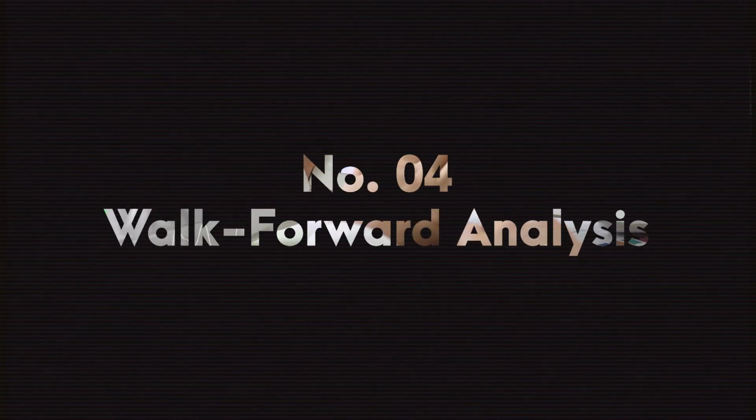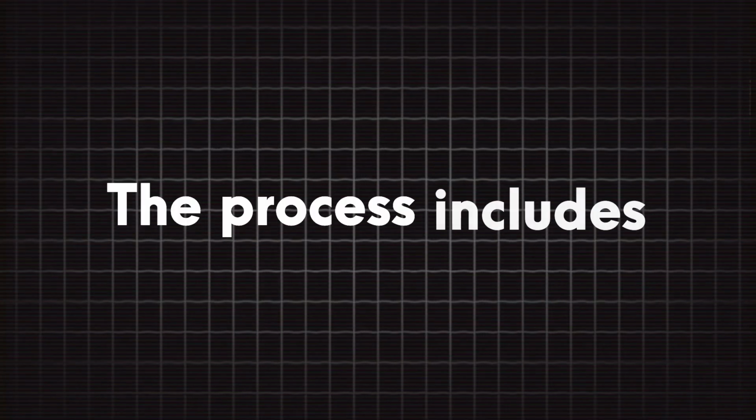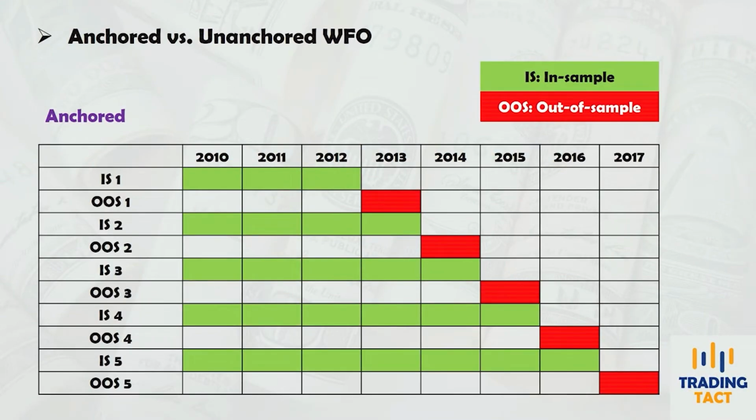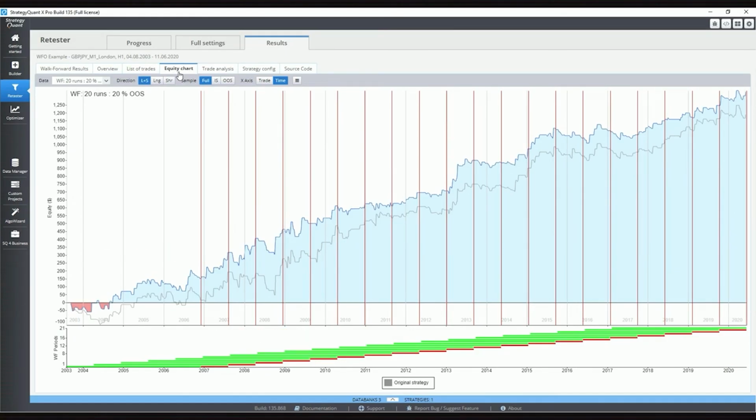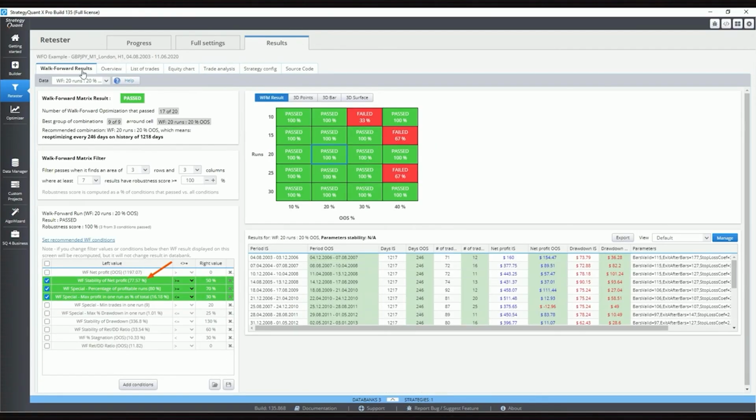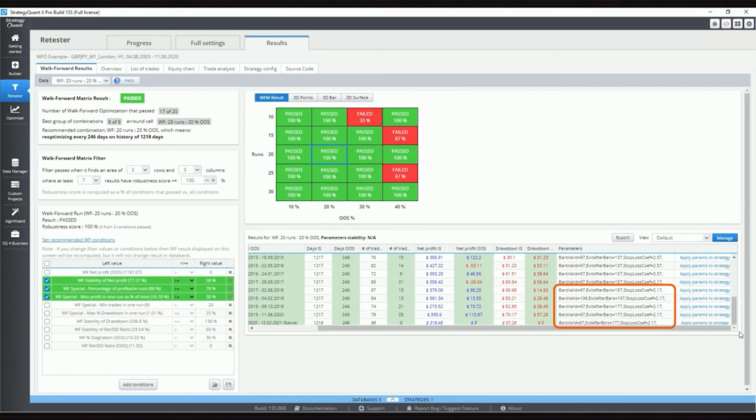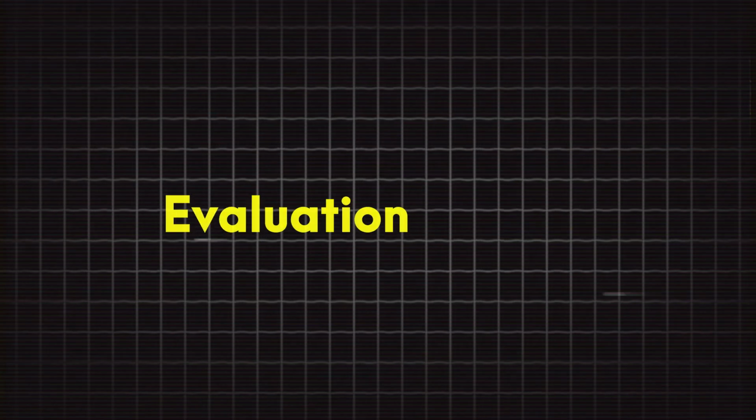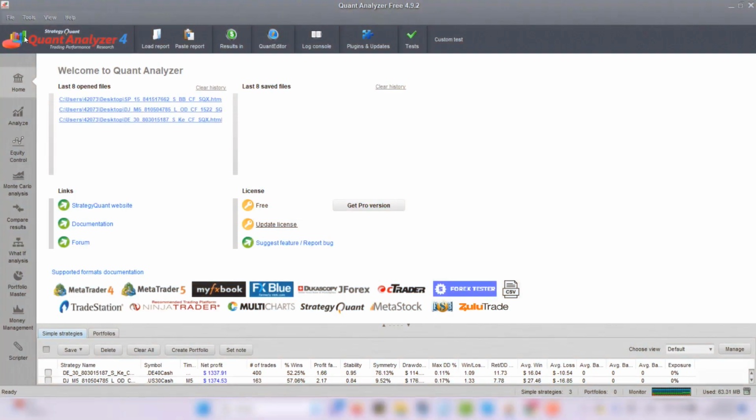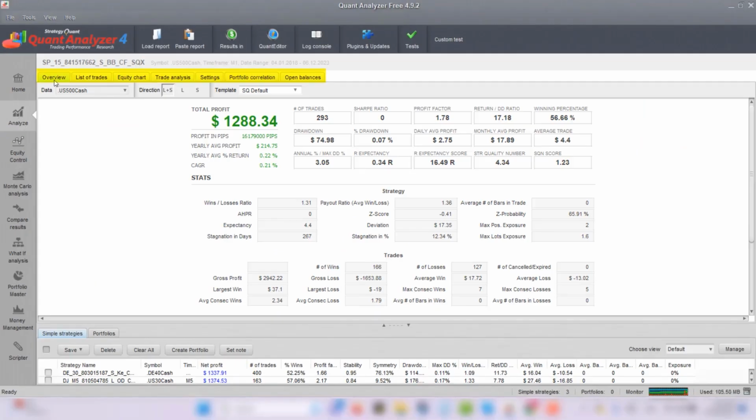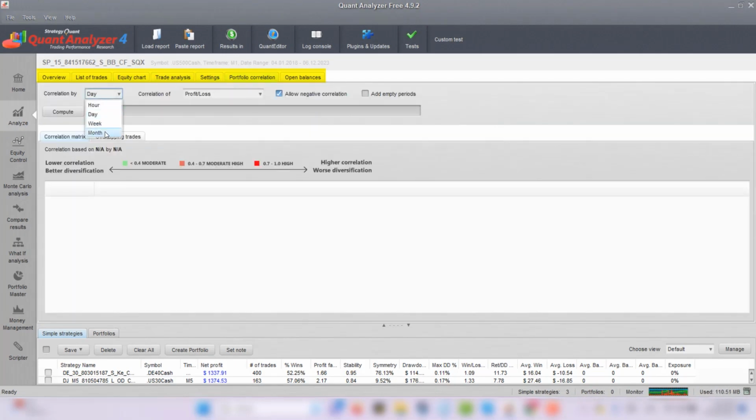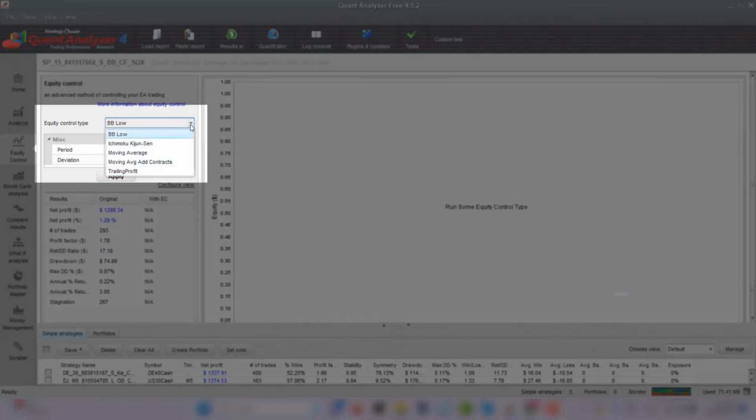4. Walk-forward analysis. The process includes rolling windows. Divide the historical data into rolling windows, where each window represents a period for training and testing the algorithm. The algorithm is re-optimized at each window to adapt to new data. Evaluation metrics. Assess the performance of the algorithm across different rolling windows to evaluate its consistency and adaptability. This approach provides insights into how well the algorithm performs over time and under varying market conditions.